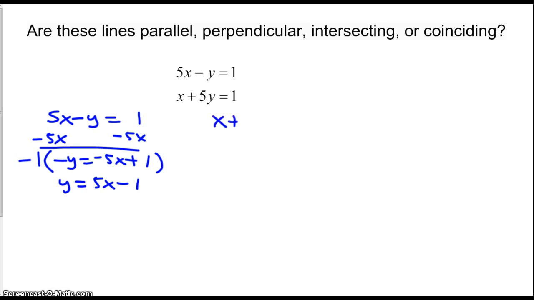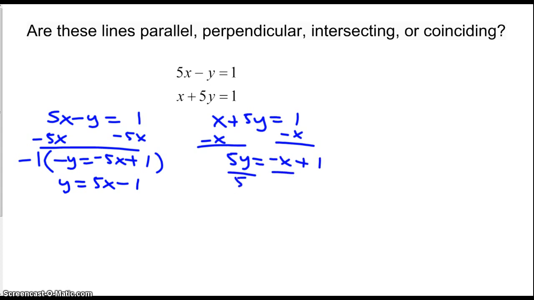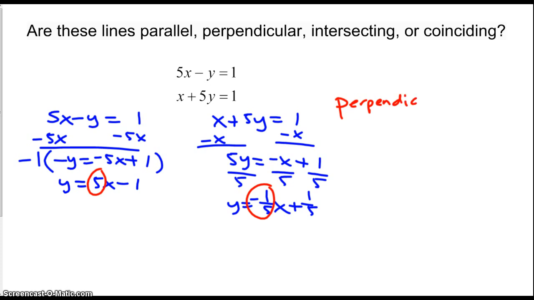And then for this one, I have x plus 5y equals 1. So if I subtract an x from both sides, I get 5y equals negative x plus 1. And then if I divide everything by 5, I have y equals negative 1/5 x plus 1/5. Okay, let's look at slope first. This slope is negative 1/5. This slope is positive 5/1. And that means these are perpendicular, because that's that special case where the slopes are negative reciprocals of each other.